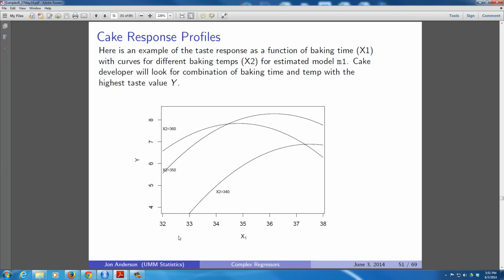And you can see from this display that the maximum taste is happening at about 36 minutes of cooking at a temperature of 350. And that's achieving the highest taste score. And that's why we might need to use a complicated function to determine where this maximum occurs, and you might need calculus and the delta method for coming up with the value where the maximum occurs and what's the standard error.